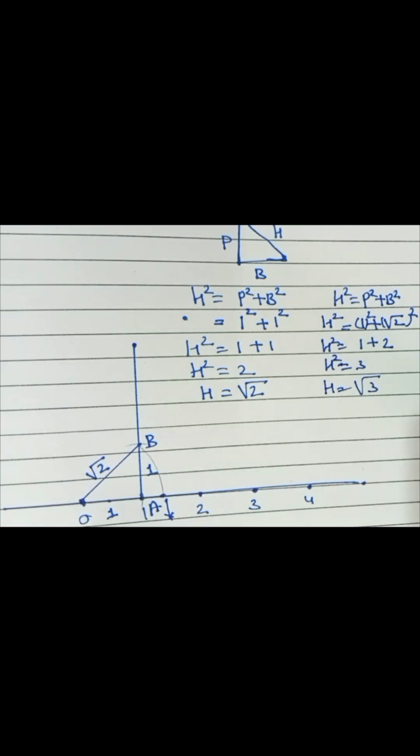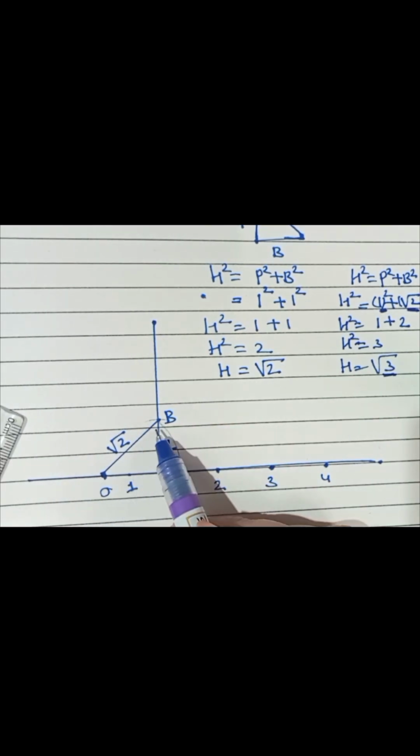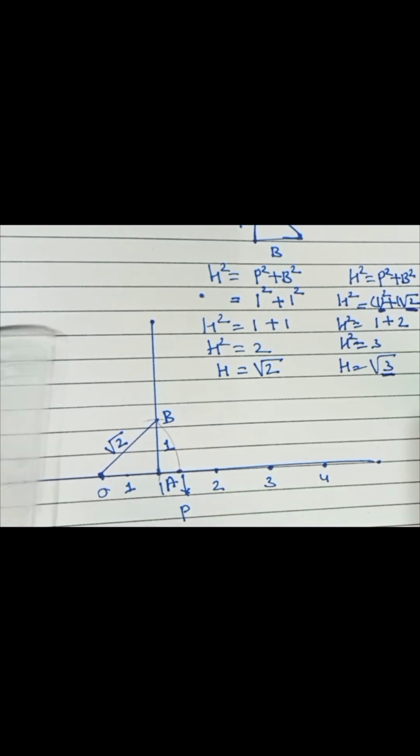Okay, so in order to draw root 3 on the number line, what is the condition? The base should be root 2 and the perpendicular should be 1. Now on the same line we will draw. Here we have drawn root 2 already. With the help of root 2 as a base, now we have to draw a perpendicular, that means a 90 degree angle on this line.